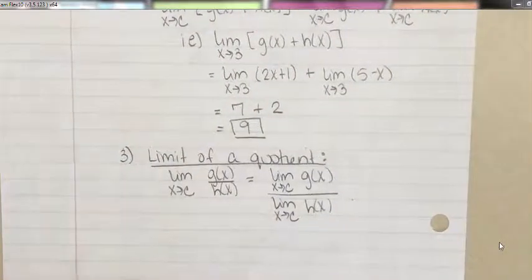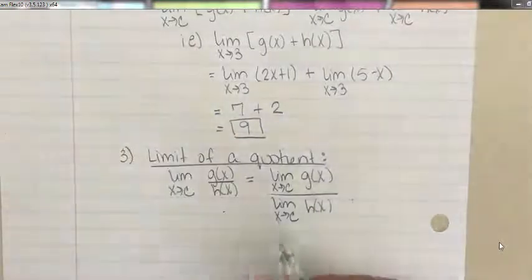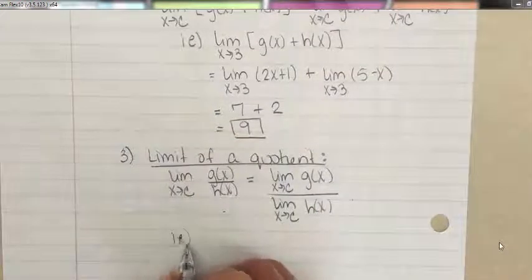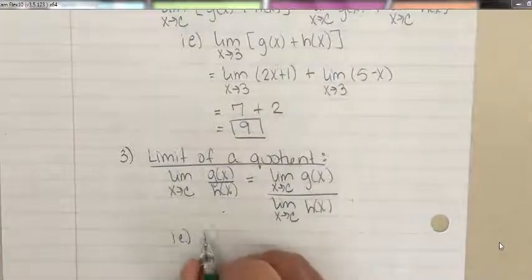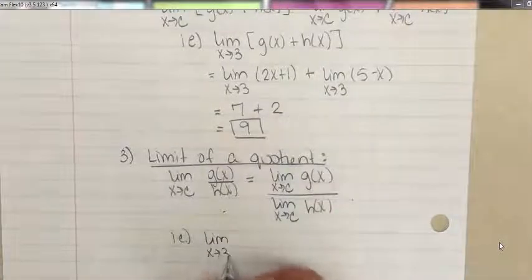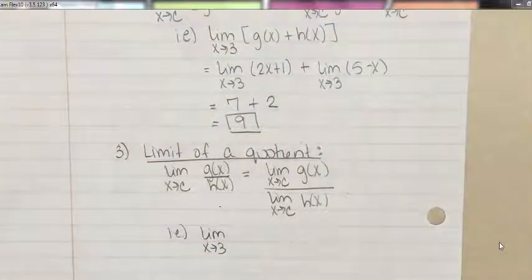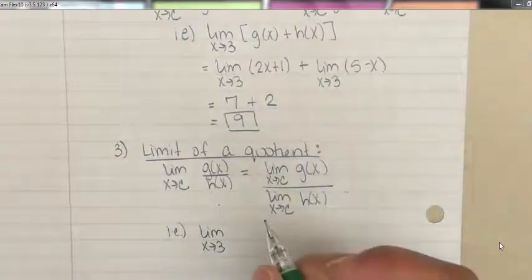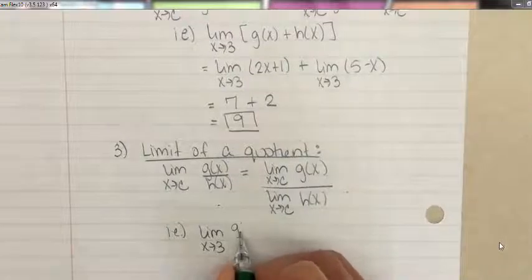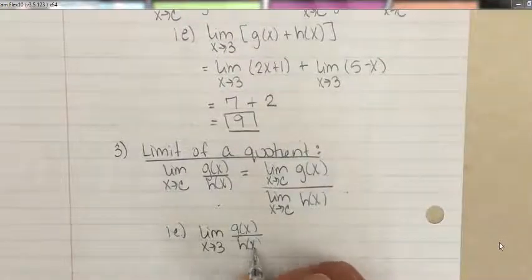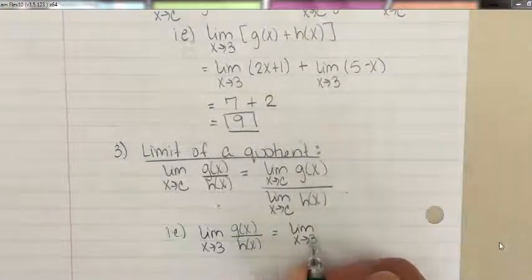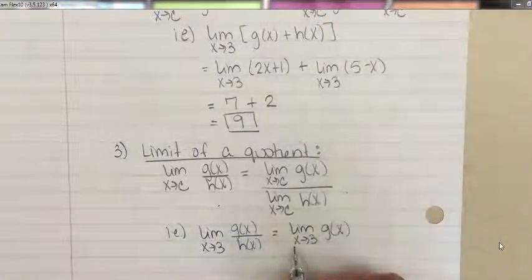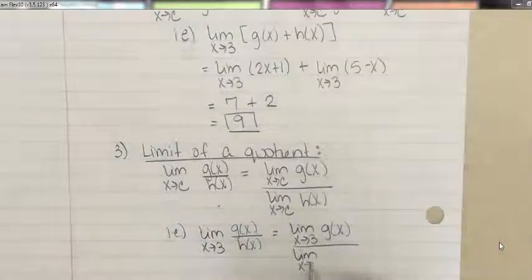So using the functions that we defined above, we'll do an example of that. Again, I'll do as x goes to 3, an arbitrary number that I've picked out. Okay, could be anything. The limit of g of x over h of x is really going to be the limit as x goes to 3 of g of x over the limit as x goes to 3 of h of x.